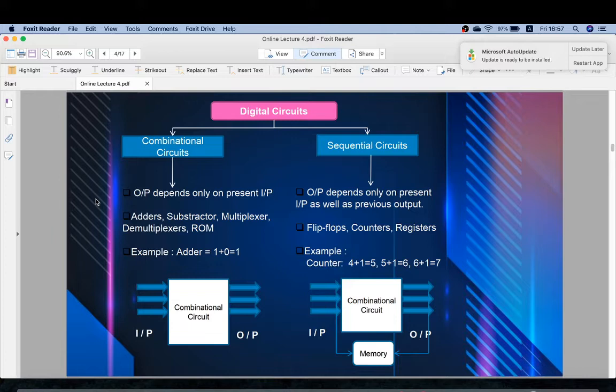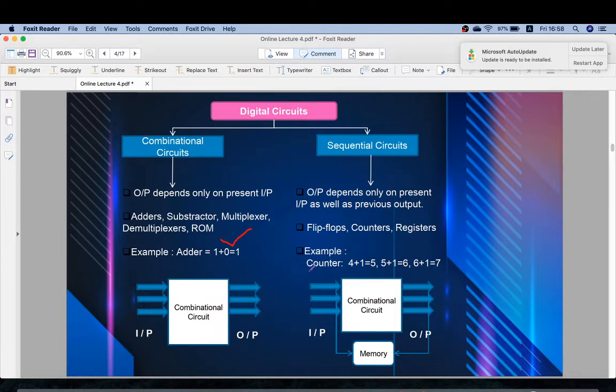In the adder, if we add 1 plus 0, it is equal to 1, so the answer 1 depends upon the two inputs we are giving to it, like 1 and 0. As from the definition it's clear, output depends only on the present input. So in the adder we give two inputs and the output depends upon the inputs. For example, if we give 1 plus 0, it will be 1. If we give 1 plus 1, it will be 2. So it all depends upon the input of the combinational circuit.